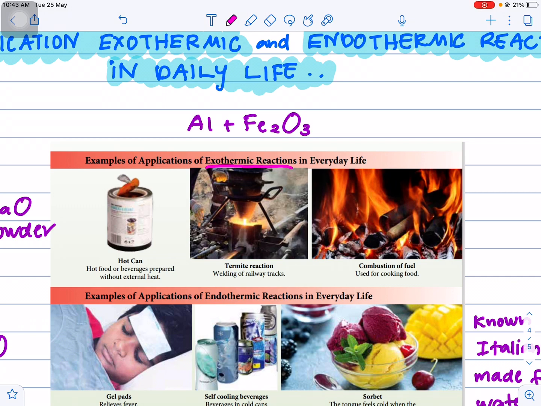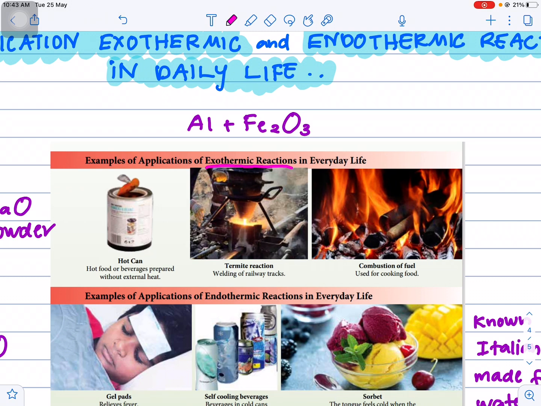So what is a hot can? A hot can is a can with a few layers made up from aluminium. Why do we use aluminium? Because aluminium is a very good heat conductor. The exothermic reaction will happen within the layers. In the first layer we put the food, and in the other layers we put the calcium oxide and also the water.